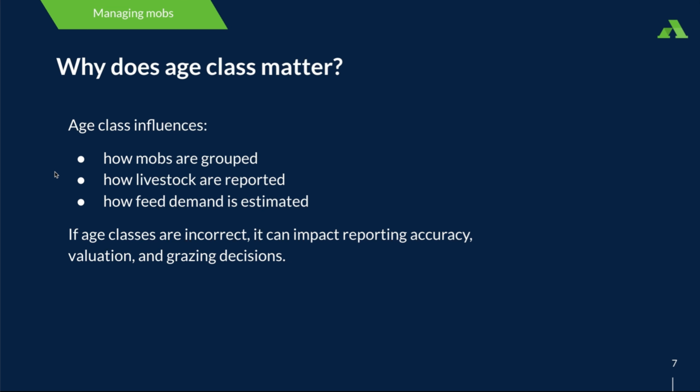So why does age class matter? Age class influences how mobs are grouped, how they're reported on, and how feed demand is estimated. If age classes are incorrect, it can impact your reporting accuracy, valuation, and grazing decisions in AgriWebb.